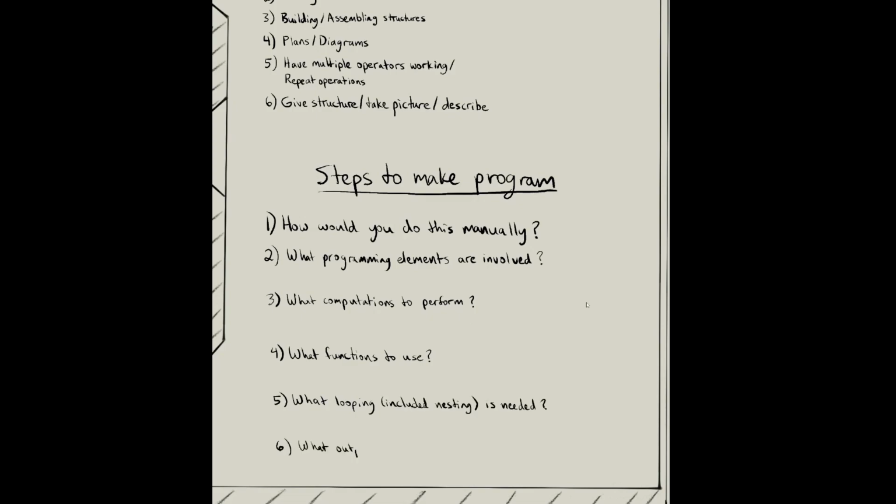And then finally, or second to last, we've got what looping, including nested loops, we're going to need. So are we performing repeated operations? And am I going back and doing the same thing with a different starting point or whatever? So am I going to need to loop this to perform repeated operations? And then include nesting, so a loop within a loop, which we'll talk about later.